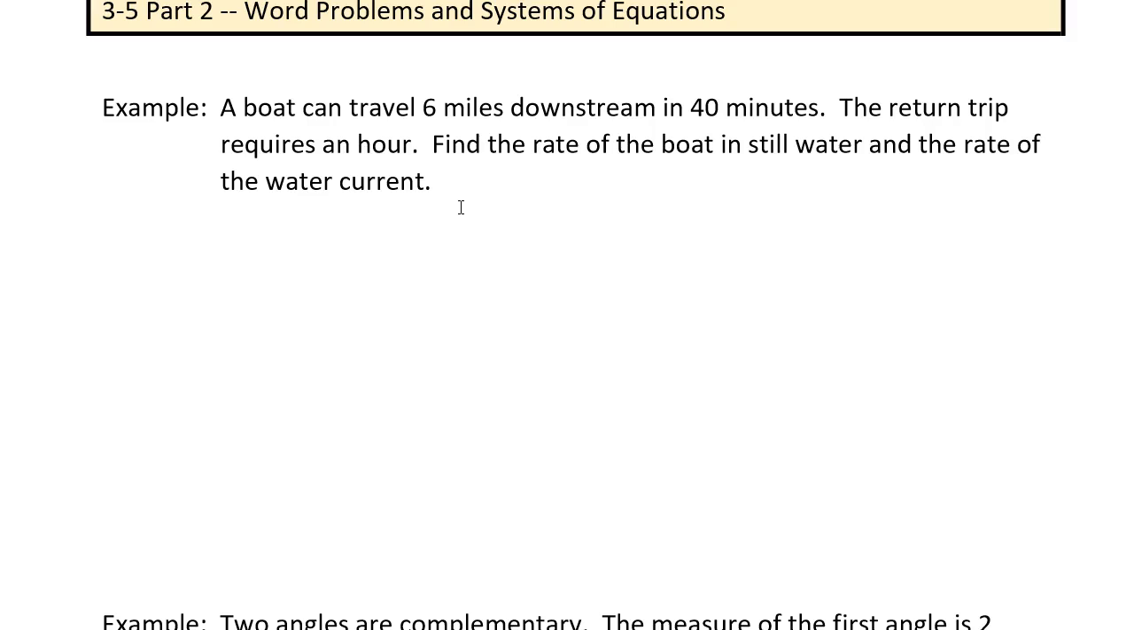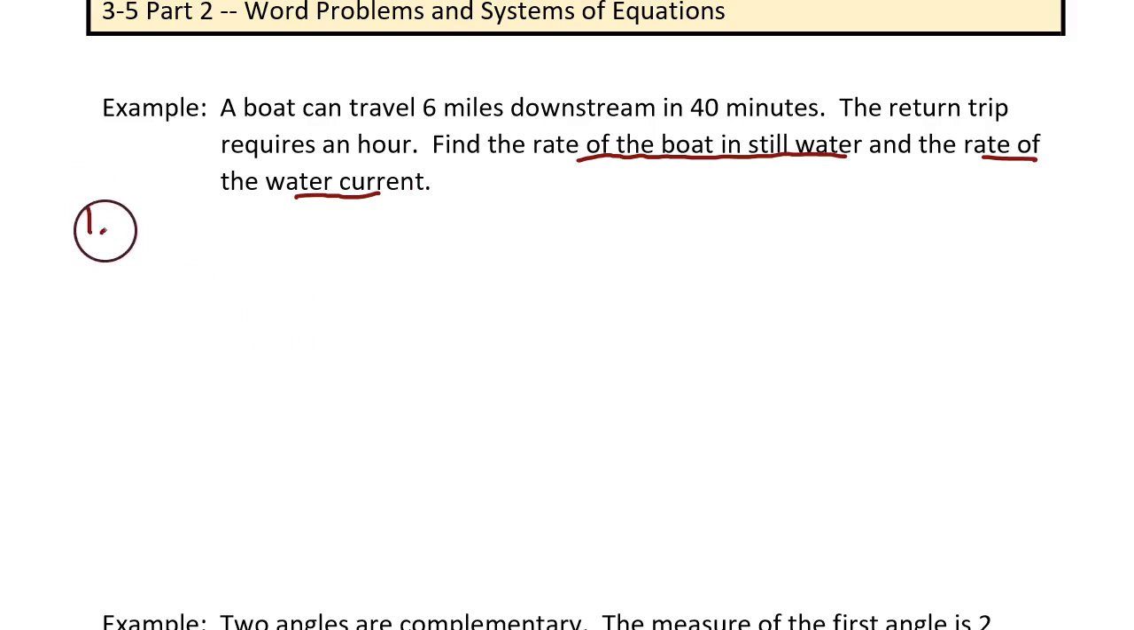Here's the first example. A boat can travel 6 miles downstream in 40 minutes. The return trip requires an hour. Find the rate of the boat in still water and the rate of the water current. So there are 2 unknown things we're asked for, and that's why this problem takes 2 variables.